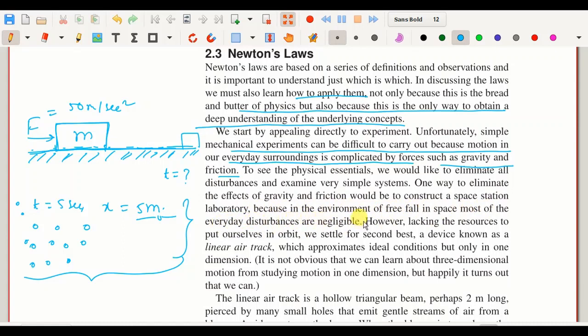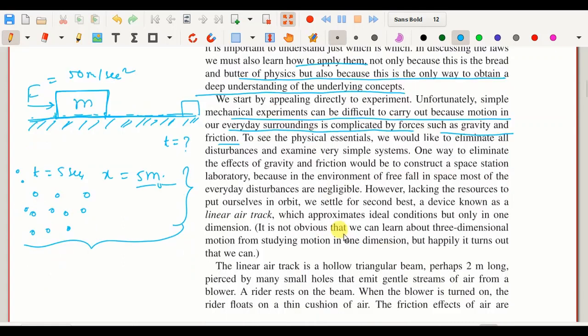But if you want to do some experiment here or for class projects, it is not really feasible to go to the ISS, do the experiment and then return to the Tesla rocket. It is not. SpaceX costs billions of dollars. However, lacking the resources to put ourselves in orbit, we settle for second best, a device known as a linear air track.